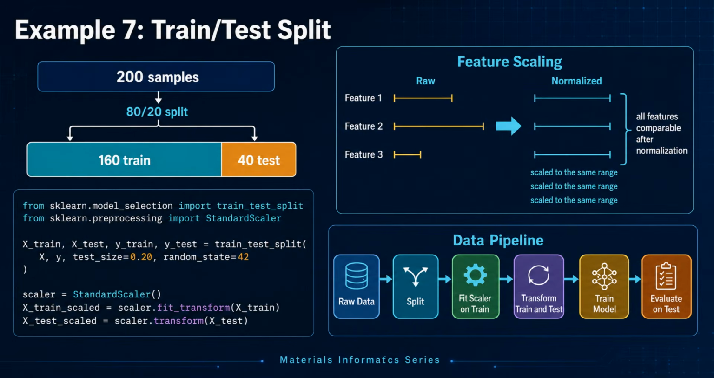Proper data splitting is critical for honest model evaluation. We reserve 20% of data for testing, ensuring the model is evaluated on samples it hasn't seen during training. StandardScaler normalizes features to zero mean and unit variance, which improves convergence for many algorithms. Note that we fit the scaler only on training data and transform both sets, avoiding data leakage from test samples.